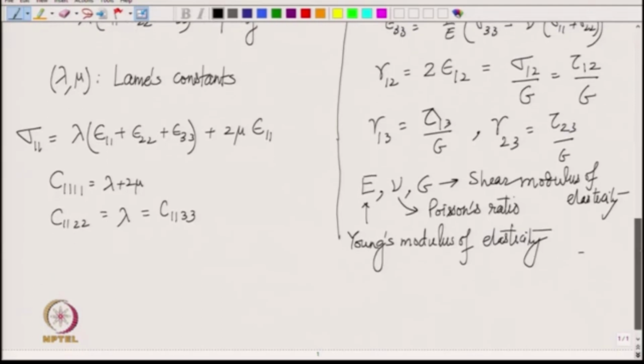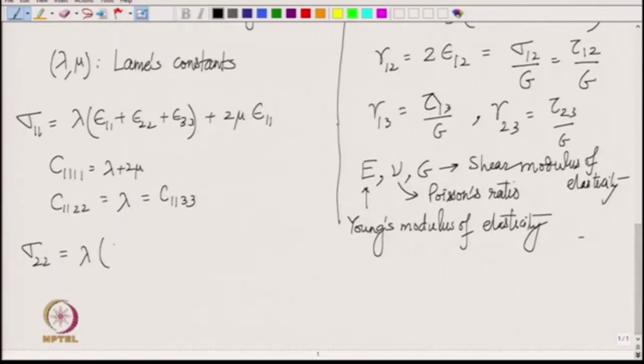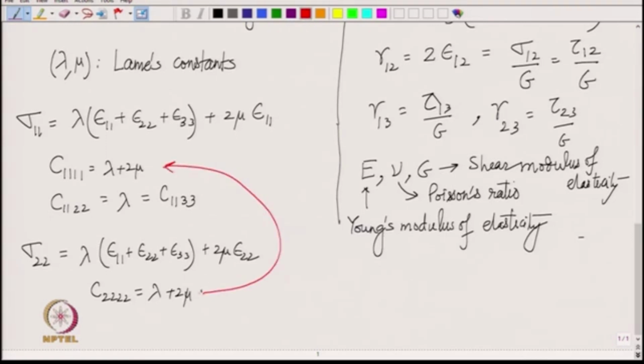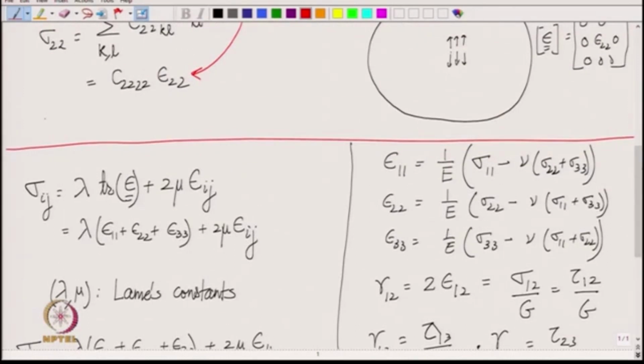If you for example, work out sigma 22, so that would be equal to, look at the formula, put i equal to 2, j equal to 2. So, you get lambda times (epsilon 11 plus epsilon 22 plus epsilon 33) plus 2 mu epsilon 22. Now, can you see what is C2222? So, from here C2222 is again lambda plus 2 mu, and you can see that it is matching with C1111, because for isotropic materials they have to be the same as we discussed earlier, right. Let us see what happens when i is not equal to j. So, when i is not equal to j, we are looking at the off diagonal terms, right.